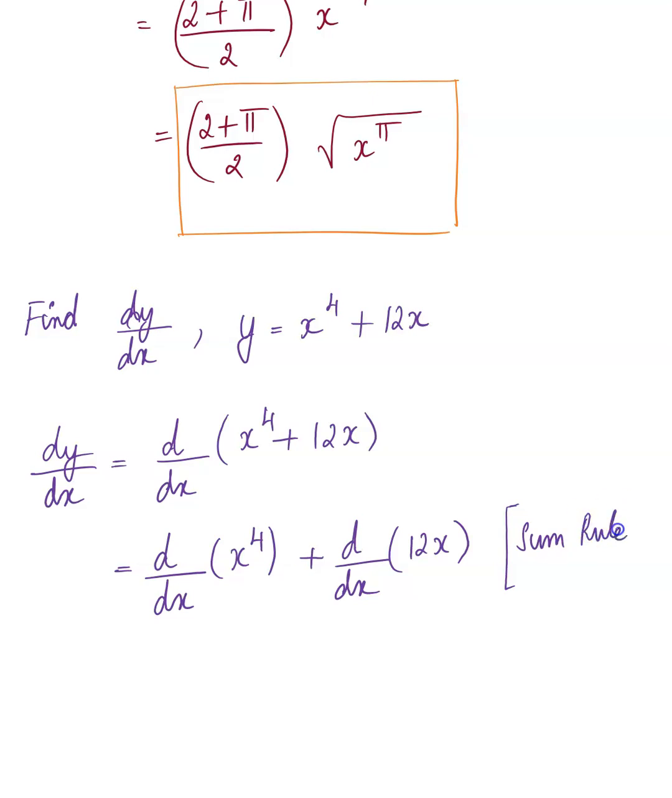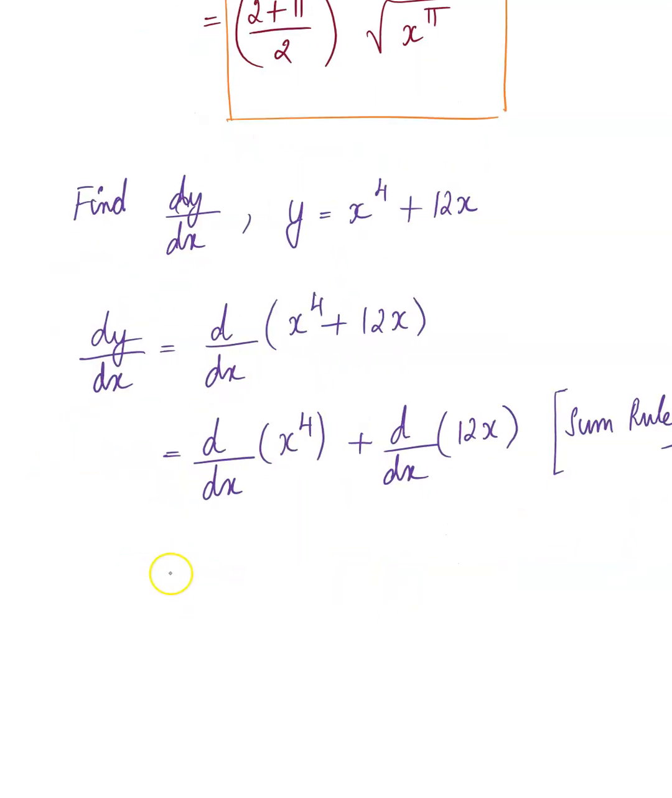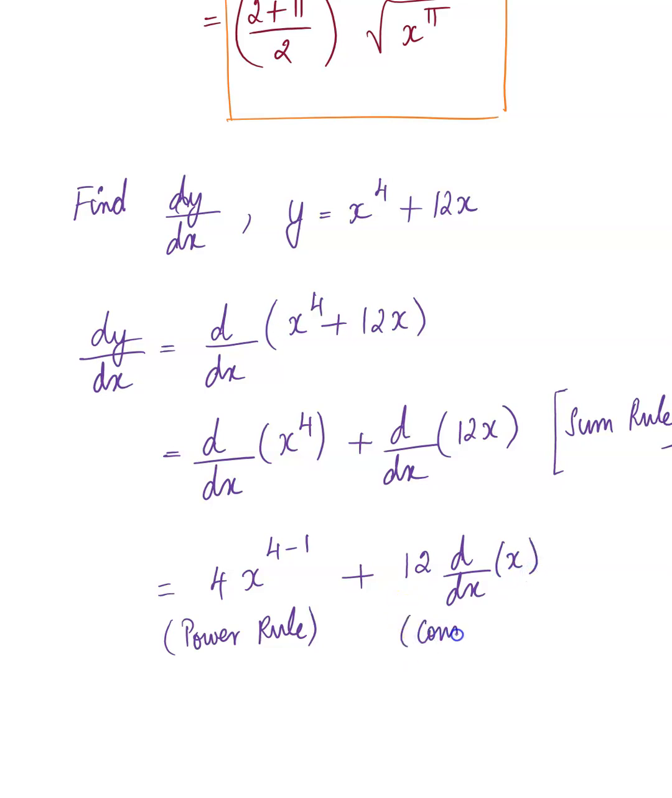So I just say sum rule. And then for this one, we could use the power rule. So let me just write that down. 4x power 4 minus 1. So I'll just say power rule here. Whereas here, I can use the constant multiple rule, which says I can pull out the 12 and just do d over dx of x. So here I'm using the constant multiple rule.